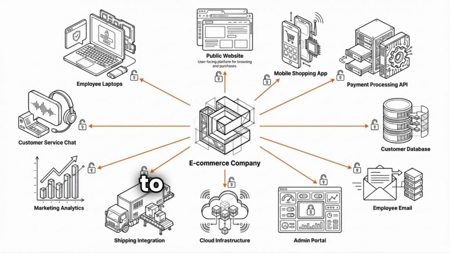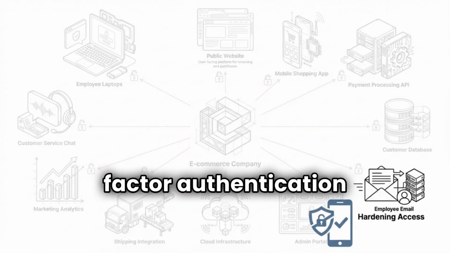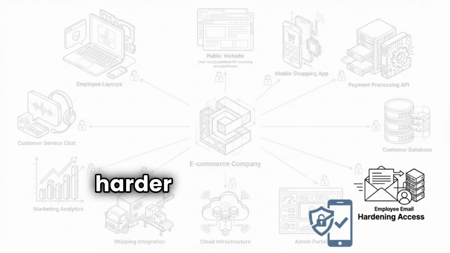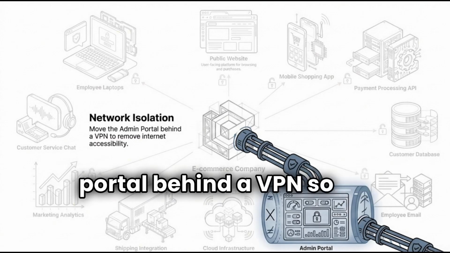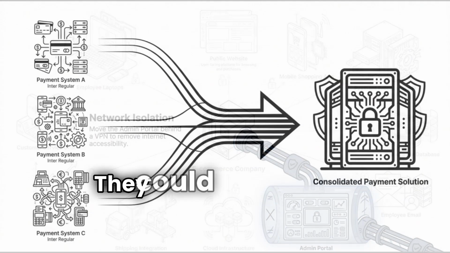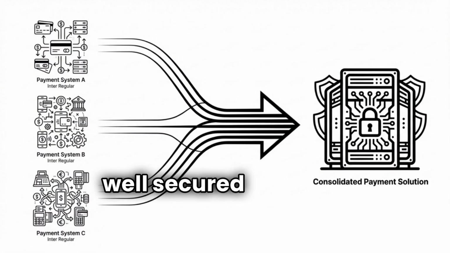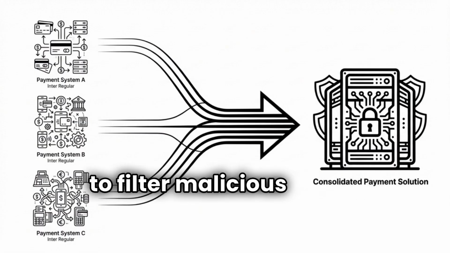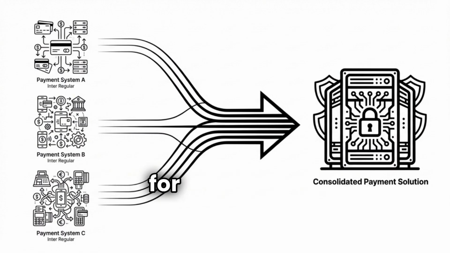Now imagine they want to reduce their attack surface. They could implement two-factor authentication to make user accounts harder to compromise. They could move their admin portal behind a VPN so it's not internet accessible. They could consolidate 3 different payment processing systems into one well-secured solution. They could implement application firewalls to filter malicious traffic to their web apps. Each action reduces the opportunity for attackers.